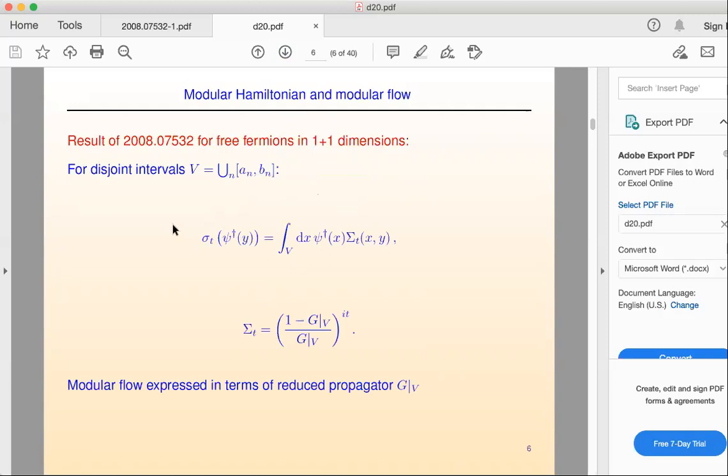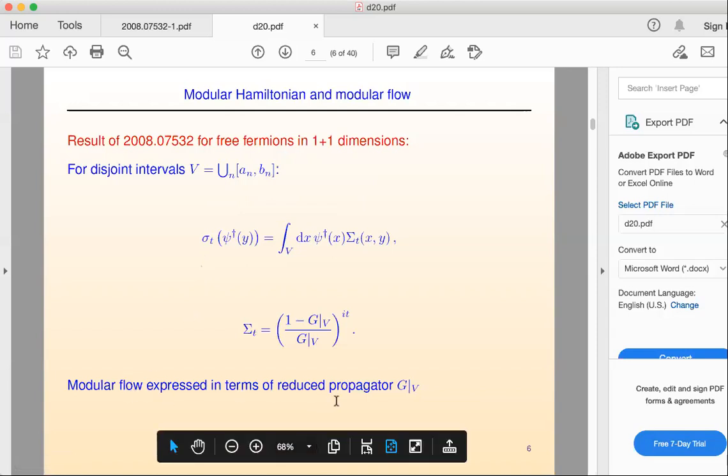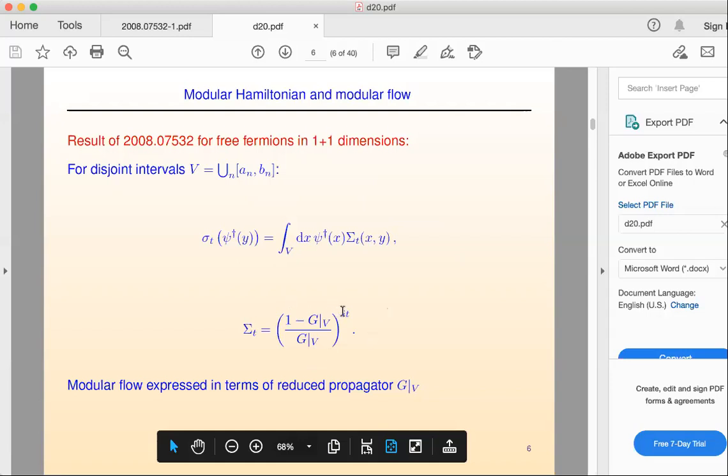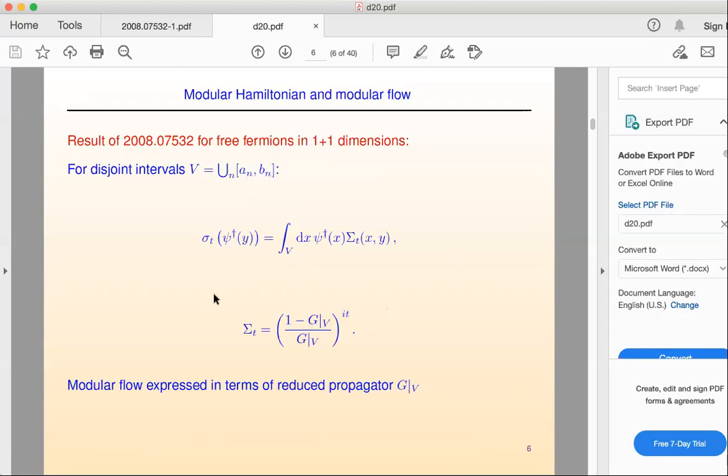Okay, so just to summarize the result of this paper, which I mentioned at the beginning. There we looked at a number of disjoint intervals, so we can have a large number of these intervals. This is then our entangling region V. For the simplest cases, we just have one such interval. And the key point is that we can express the modular flow in terms of the so-called reduced propagator, which is the Green's function restricted to this space-time region V. And I should say it's for free fermions, that's why there's a fermion appearing here. Then there's this particular smearing function, which involves this reduced propagator to the power of iT. So this is exactly the result of this paper. And I think the next slide should address the question that you asked.